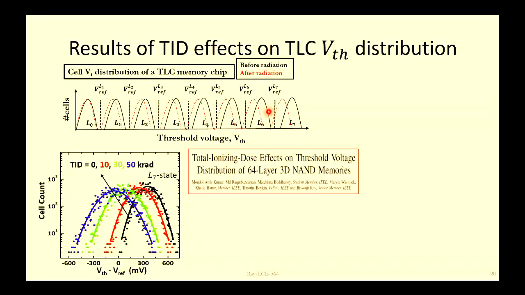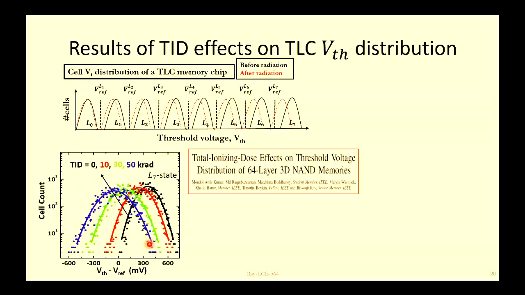Because look at here, the VT shift, right? Here, just for illustration, we have not considered widening. If it is not wider, the states are still distinguishable. All you need to do is reference shift. If you shift the reference in accordance with the voltage shift, for example, if you shift this voltage reference left, you can still detect which state you are in.